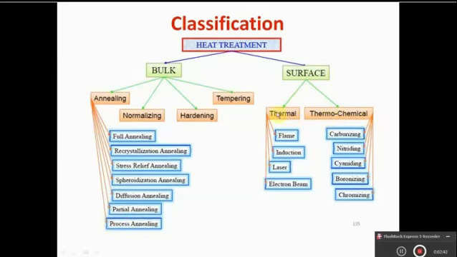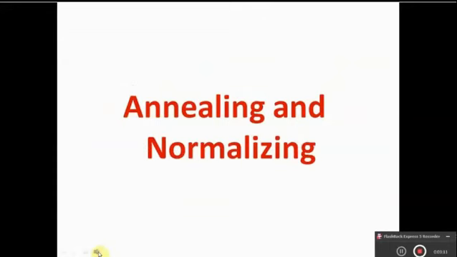In thermal surface heat treatment processes, only the outer surface is heated and subjected to a heating and cooling cycle. But in case of thermochemical processes, the outer surface is heated in a carbonaceous or nitrogenous material, and because of the formation of the respective carbides and nitrides, a hard outer surface is achieved. We will study the different heat treatment processes one by one. Firstly we will study annealing, then we will study the normalizing heat treatment process.